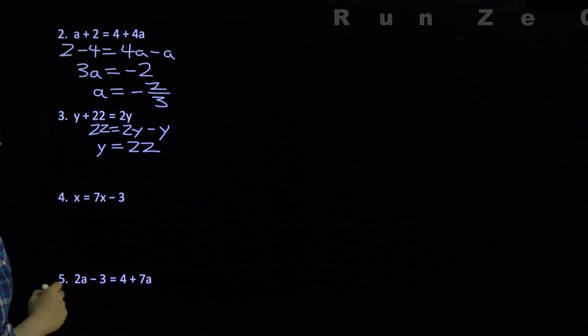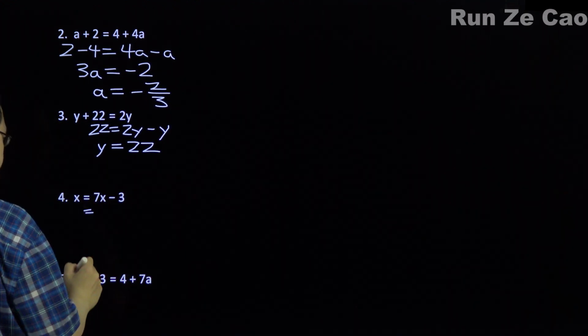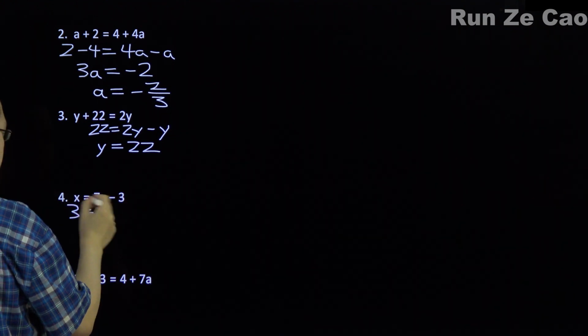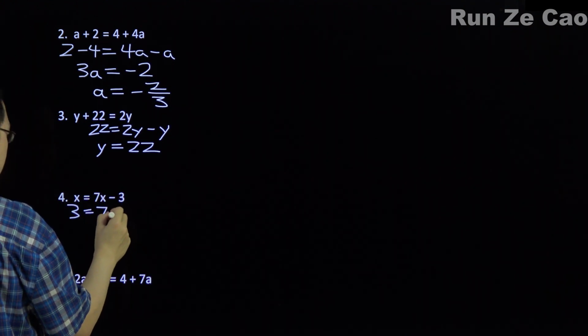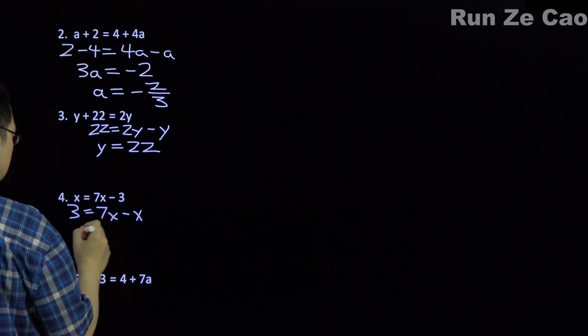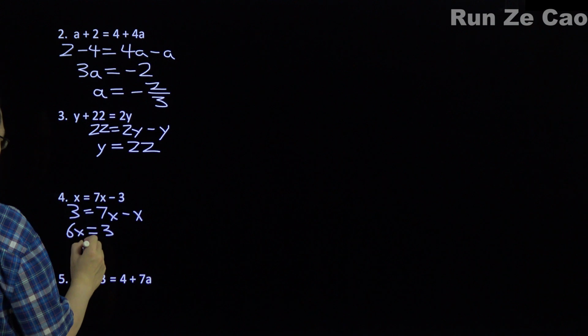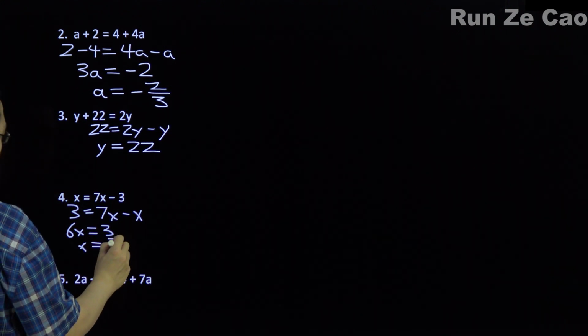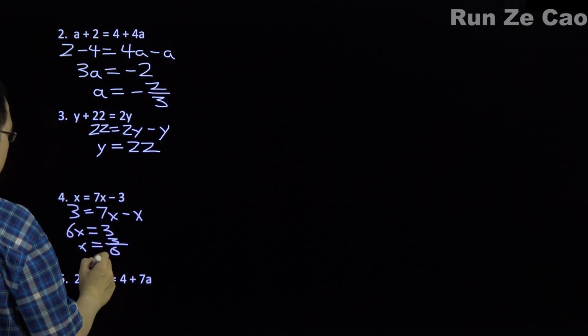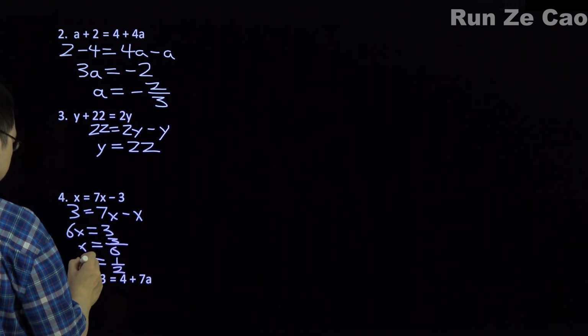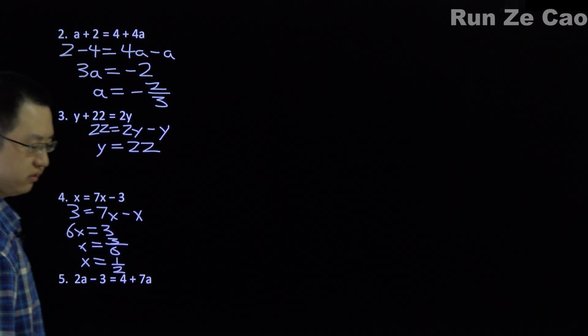x equals 7x minus 3. Well, move the 3 over and move the x over, 3 equals 7x minus x. So 6x is equal to 3. x is equal to, you can go 3 over 6, or you can actually go straight to 1/2, because everybody knows that 3 divided by 6 is 1/2.